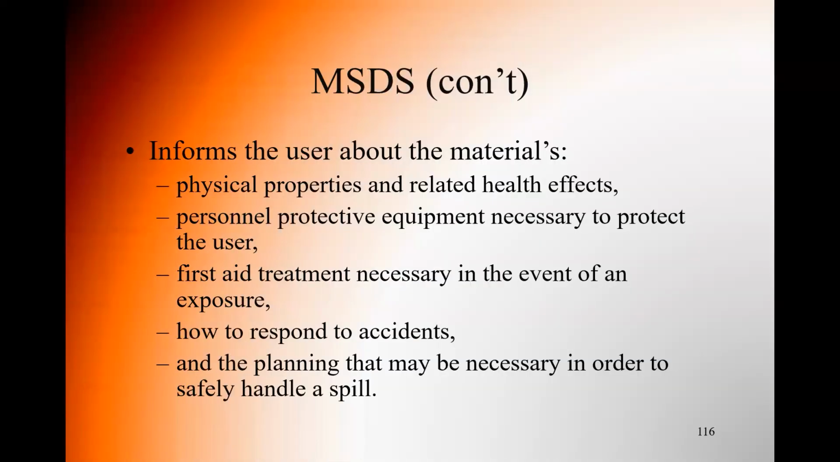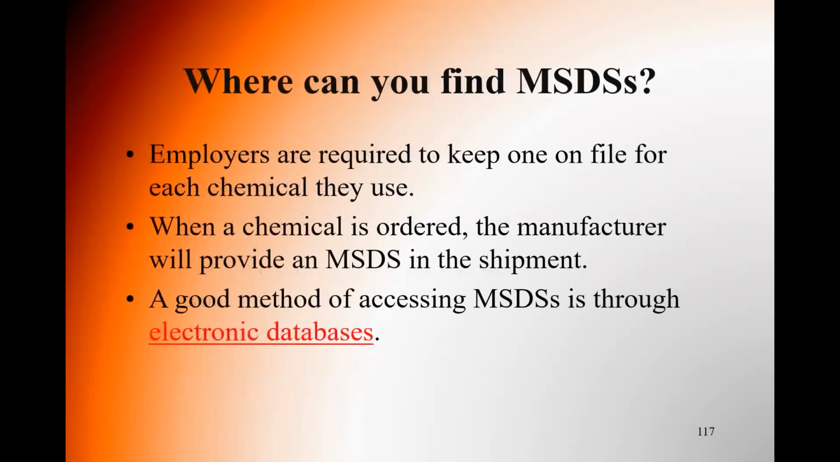That informs you as the end user about the physical properties and related health effects, what kind of PPE equipment is necessary to protect you, if there is an exposure, first aid treatment, how to respond to accidents, and the planning that may be necessary in order to safely handle a spill if there were to happen to be one. You are required to keep one on file for each chemical that you use.